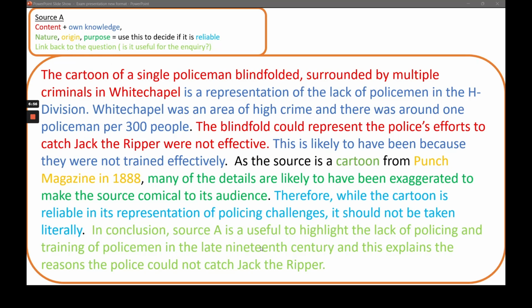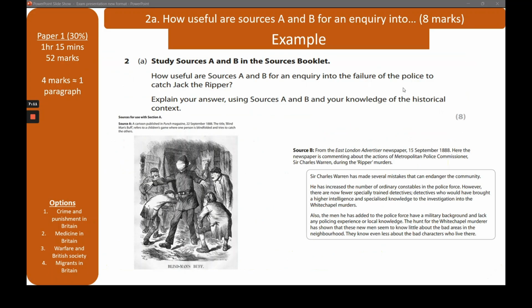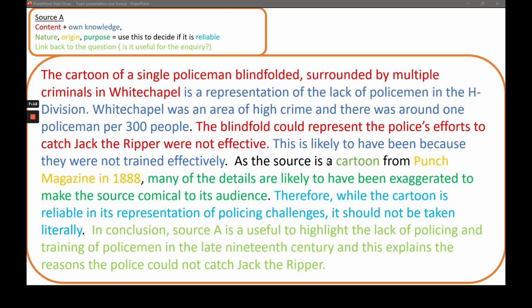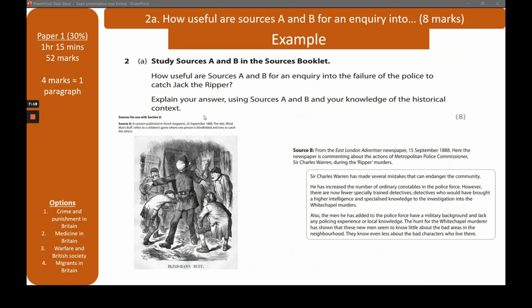So in conclusion, source A is useful to highlight the lack of policing and training of policemen in the late 19th century, and this explains the reasons the police could not catch Jack the Ripper. So I've linked it back to that inquiry. I've said the inquiry, remember, was the failure of the police to catch Jack the Ripper. I've gone over the content, my own knowledge, I've included the provenance, and now I've linked it back to the question. So let's have a look at source B, because I need to do the exact same thing for source B.